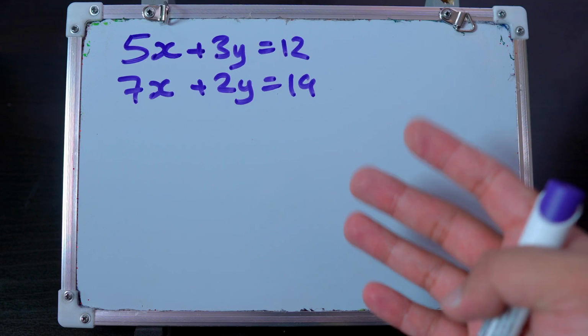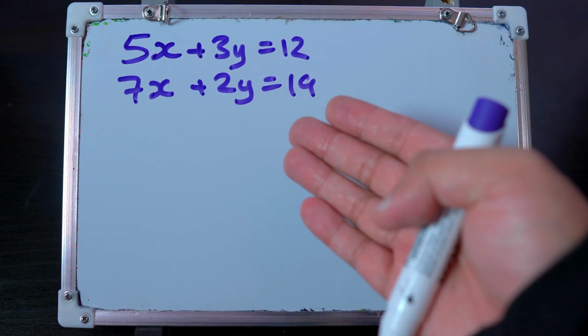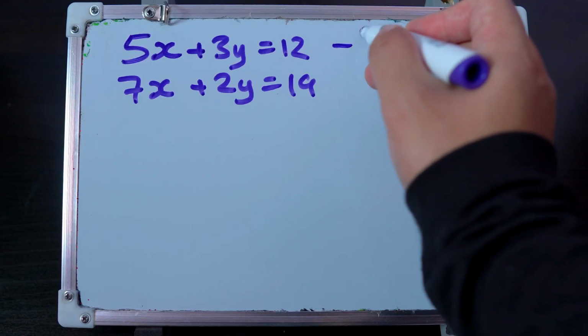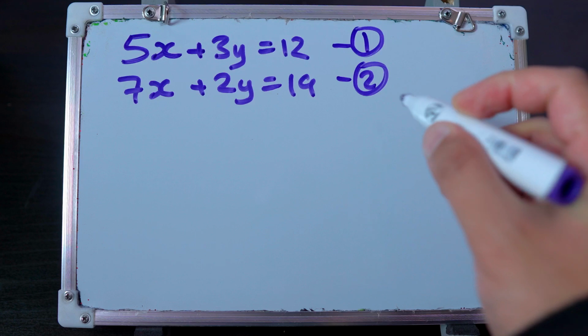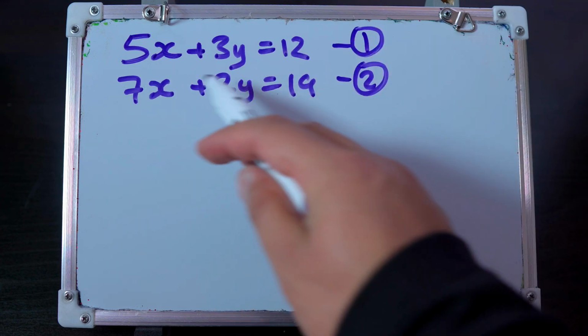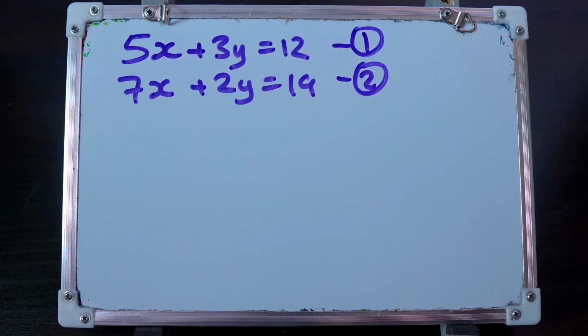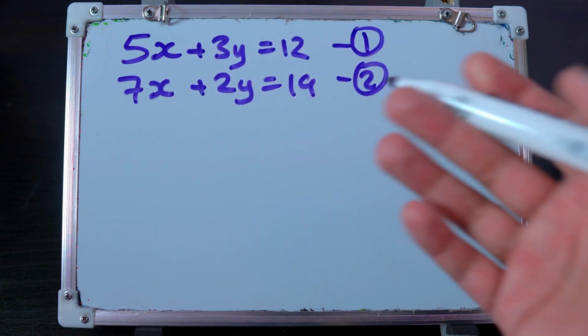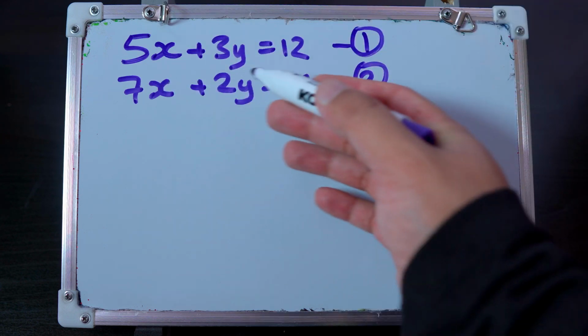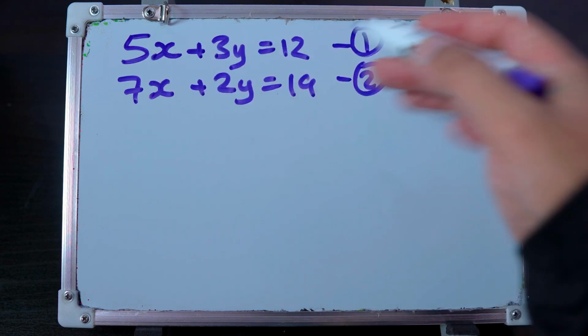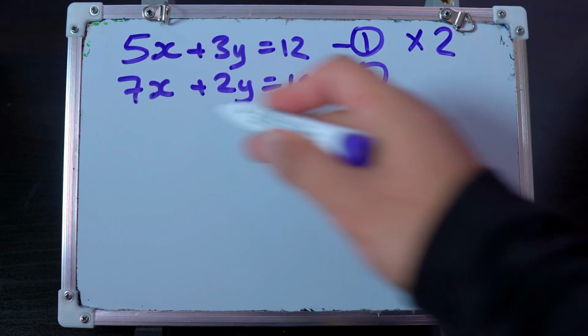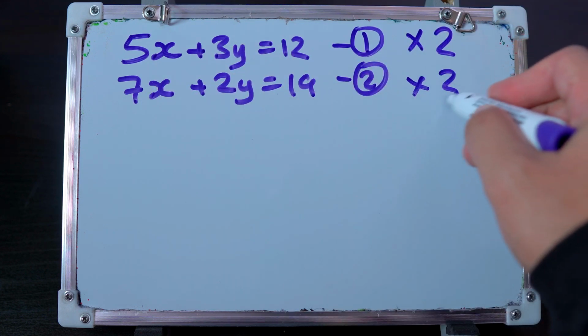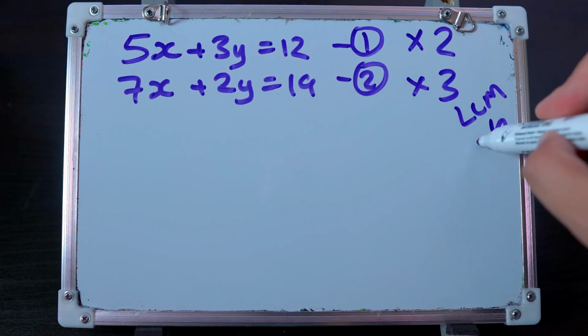So I'm going to ask you the same question. Do any of these variables have the same size? No, Dad, they don't have the same size. So what are you going to do in this one then? Well, we'll label it equation 1 and equation 2. And really what I'm looking at is I'm trying to find the least common multiple to make one of these variables have the same coefficient, okay? So if I multiply equation 1 by 2 and I multiply equation 2 by 3, my least common multiple has the value 6.